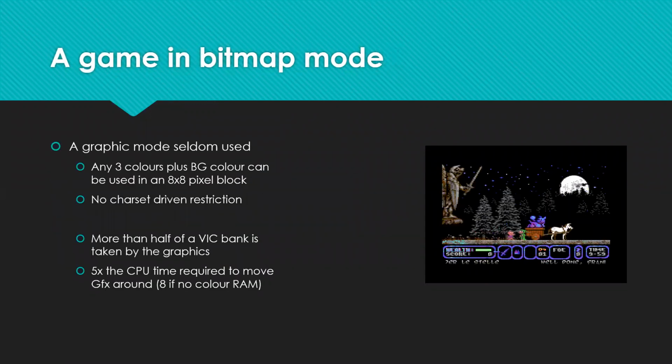So it's a graphic mode that is not used very often. And the reason is that it's very heavy on the CPU and on the memory. Basically, when you have a bitmap screen on display, more than half of the VIC bank is taken by the graphics, and things get worse when you want to move the graphics around. As you know, it takes a lot of CPU time, roughly 5 times that of moving characters, and even more if you want to move the color around.